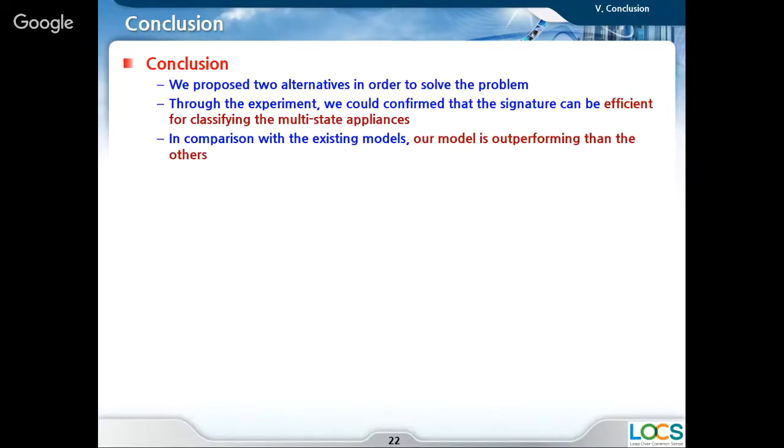So for the conclusions, we propose two alternatives in order to solve the problems. Through the experiments, we could confirm that the signature can be efficient for classifying multi-state appliances and appliances having similar power consumptions. In comparison with the existing models, our model is outperforming the others.